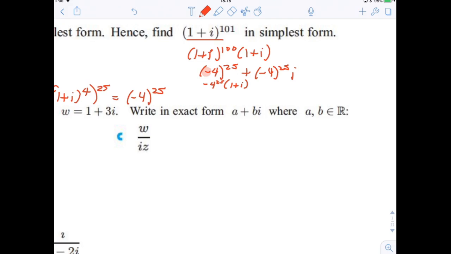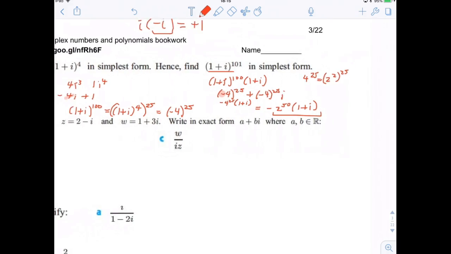So when I checked in the book, instead of 4 to the 25th, they converted this to 2 squared to the 25th, which is equal to 2 to the 50th. So they wrote it like this, 2 to the 50th times (1 + i) instead. But I don't see anything special about this, except that a lot of times the powers of 2 are more famous than the powers of 4, but 2 to the 50th is not a famous power of 2.